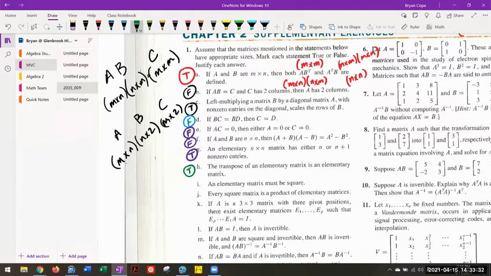An elementary matrix must be square. I think that's true because you start out with an identity matrix and then you just change one piece of it. Very well said. You start off with the identity and you perform one elementary row operation.